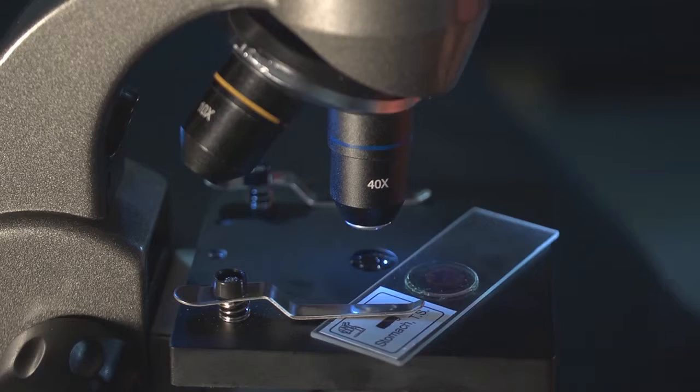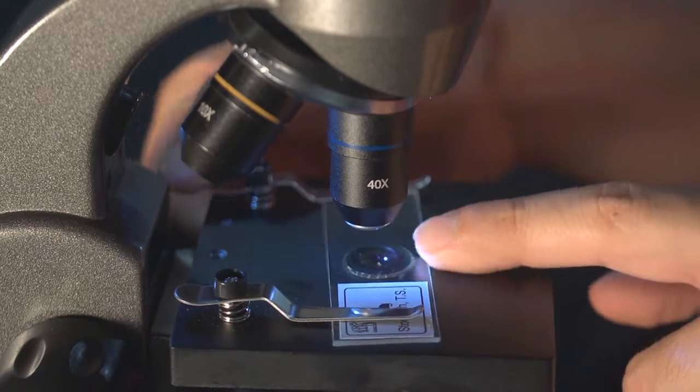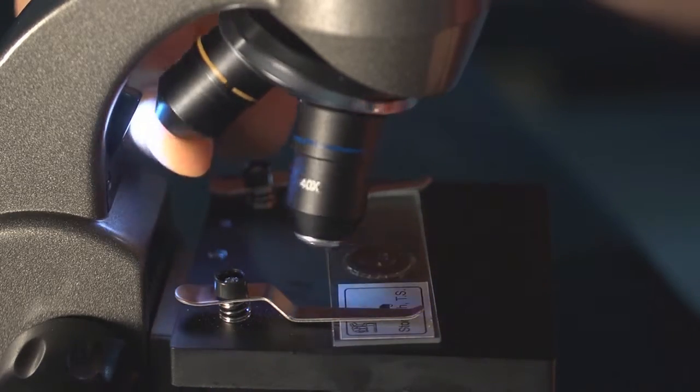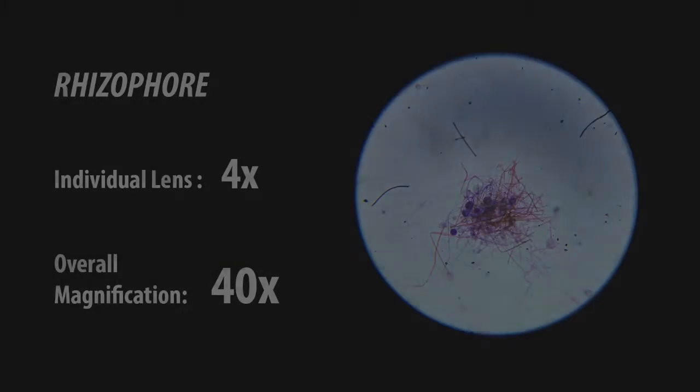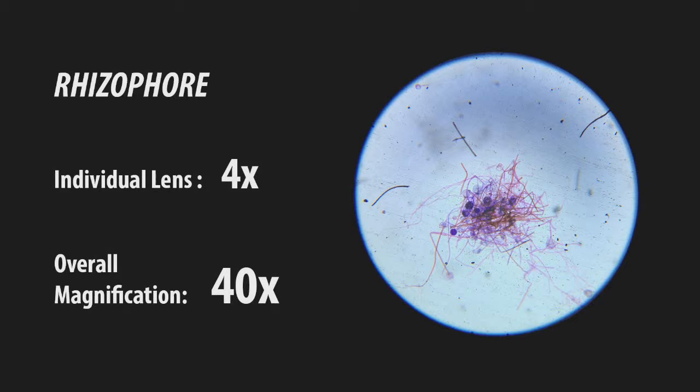When using this microscope, it's recommended that you start on the lowest magnification and then work your way up. In this case, you would start out on the 4 power lens. At this magnification, you will have an easier time observing the surface area of your specimen.